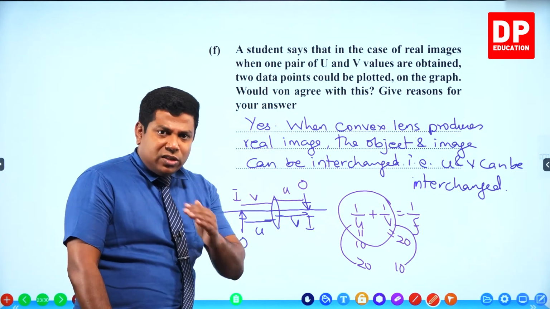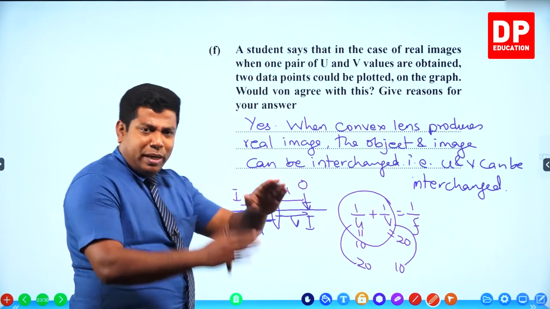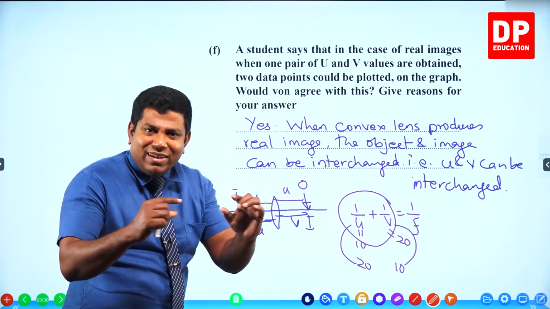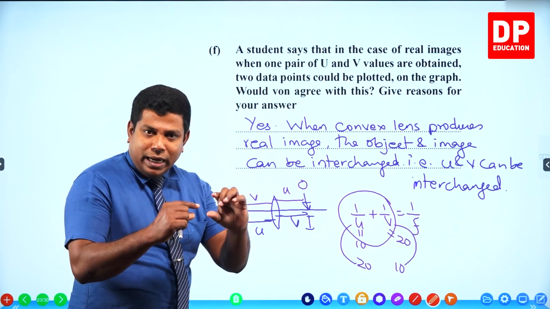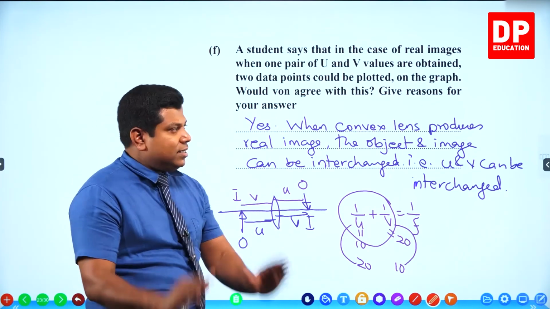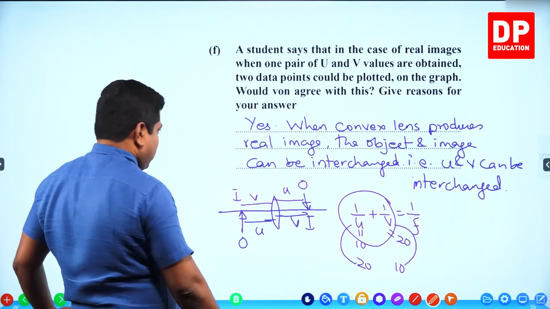All the questions were easy. Last one is the only one. In every paper, the last question they will have a little bit to think. Previous ones are all very easy, straightforward. Let's see one more question on the same experiment.